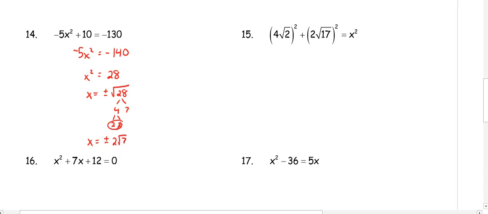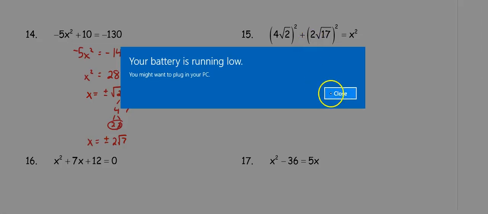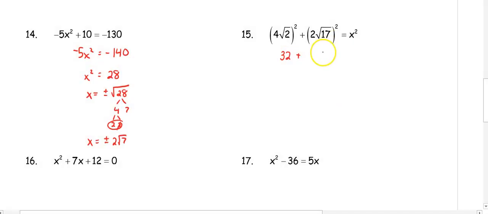15, we're going to square each of those terms. So 4 root 2 squared is 32, plus 2 root 17 squared is 68, equals x squared. When we add those together, that gets us 100 equals x squared. We take the square root, we have plus or minus the square root of 100. And 100 is a perfect square, so we would have plus or minus 10 is equal to x.